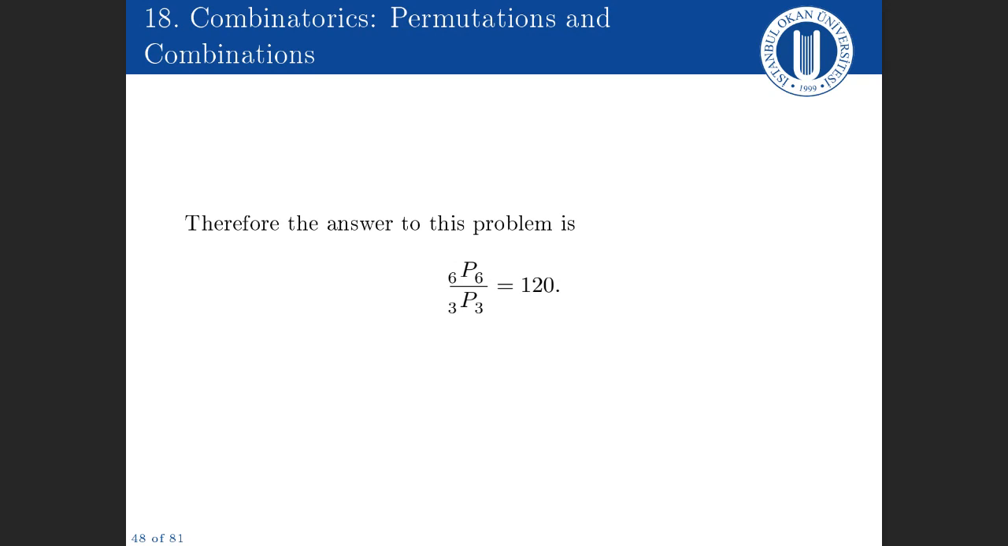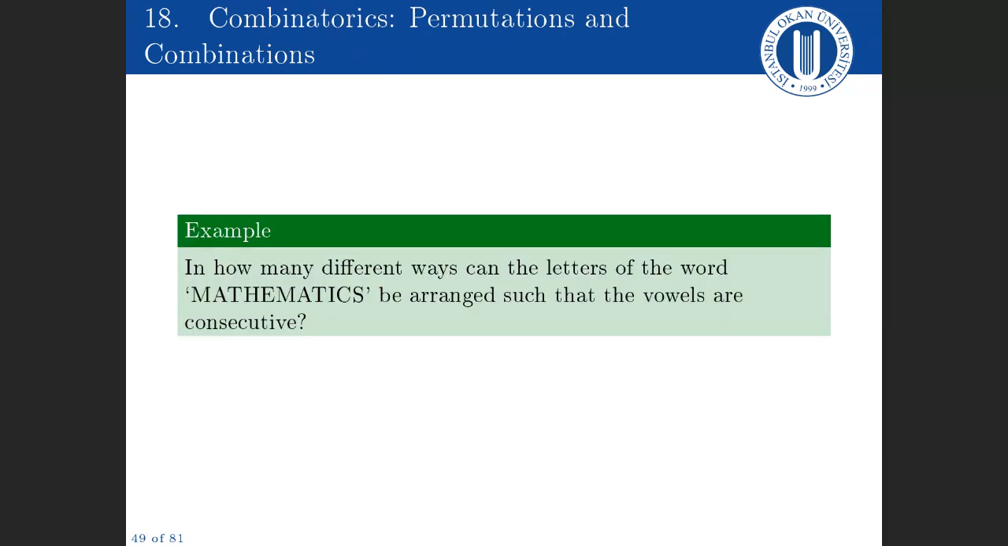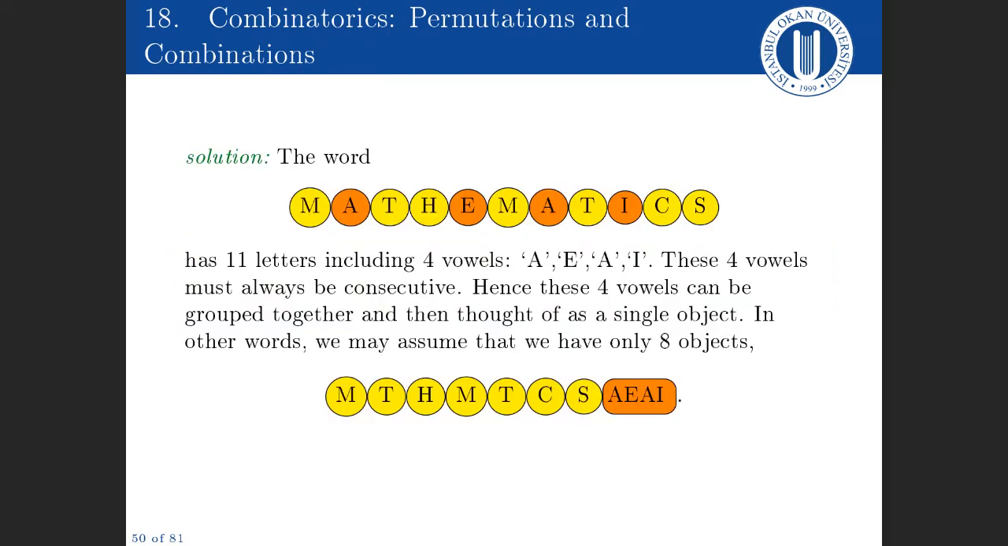Let's do another example using this idea. In how many different ways can the letters of the word mathematics be arranged such that the vowels are consecutive? In other words, we want to rearrange these letters, but we want to always have the rule that the vowels are always next to each other. Now, the word mathematics has 11 letters, and 4 of these are vowels, and these 4 vowels must be consecutive or next to each other.